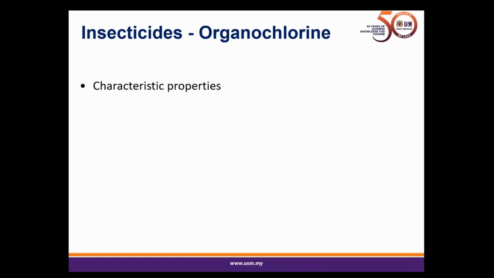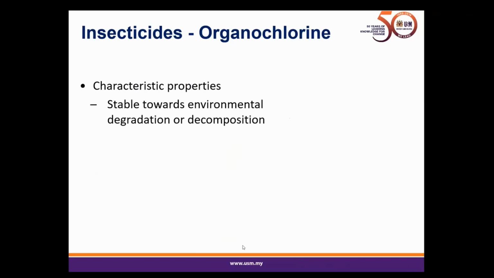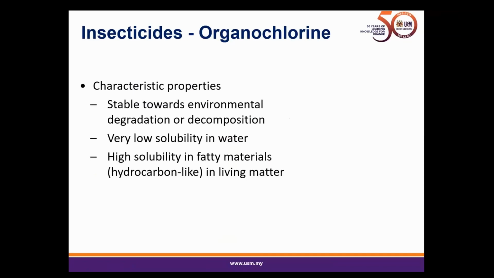One famous one is organochlorine. It's basically an organic compound containing chlorine. It is widely used because it is stable towards environmental degradation or deposition. It's very persistent in the environment. It has very low solubility in water, and because of that, it has high solubility in fatty material, for example fatty tissue, because they are hydrocarbon-like in living matter. So they tend to bind with those that have high organic content in our body, and that is the fatty tissue. And they are relatively highly toxic to insects.